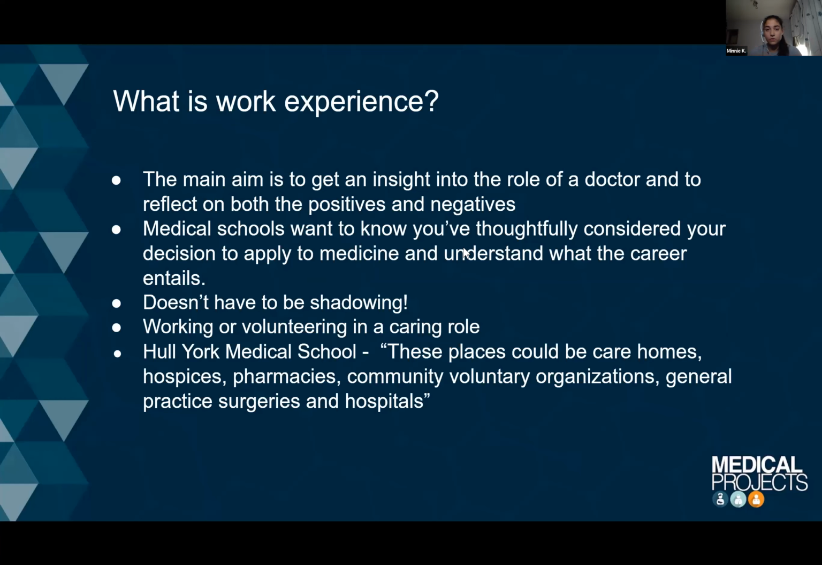And so, yeah, medical schools want to know that you're committed as well. They want to take on students that can deal with the course. It's a long and stressful course with a high workload, so they don't want people dropping out. They want to know that you know exactly what you're getting into. And work experience is so important for that, like asking those questions.